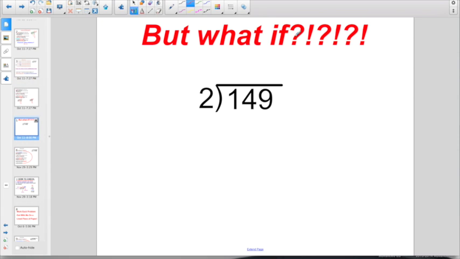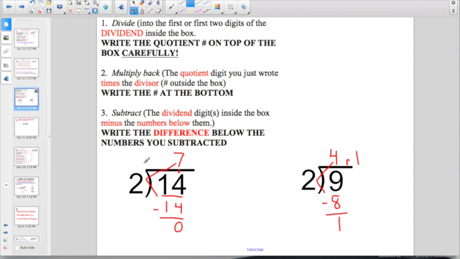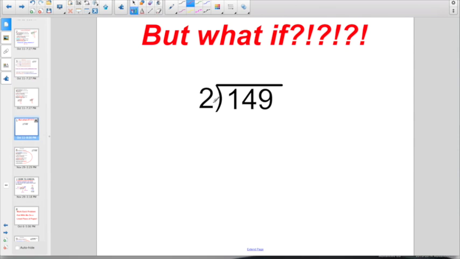So what if we had to divide 149 by 2? Don't go and panic, right? You said you can divide 14 by 2, and you said you could divide 9 by 2, so we should not have any issues with 149 divided by 2, and let me show you how it's going to work.